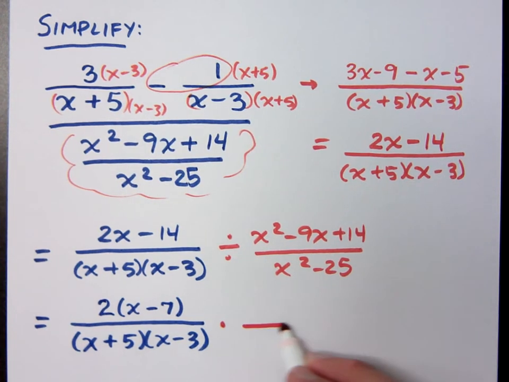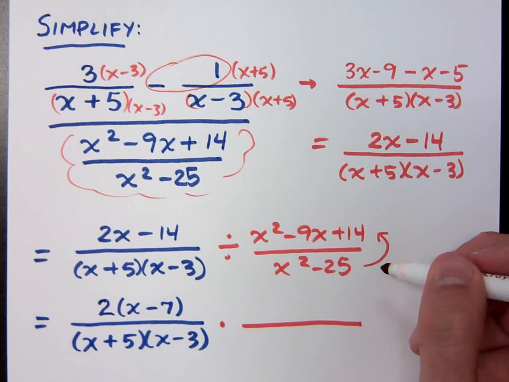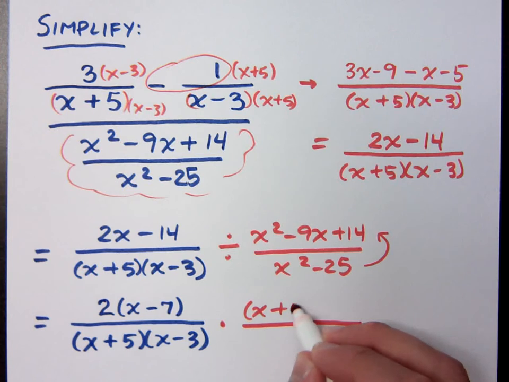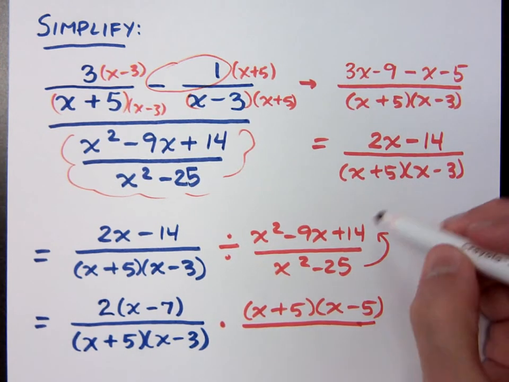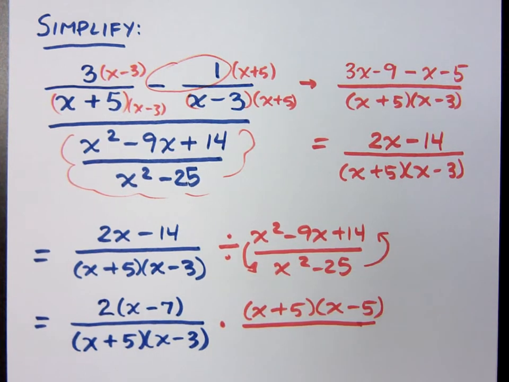Times, now I'm going to flip and factor. So I'm going to move the x squared minus 25 up to the top, and what does that become when I factor it? It's the difference of squares, x plus 5, x minus 5. And then this guy's going to go down to the denominator. How does it factor? X minus 7, x minus 2.